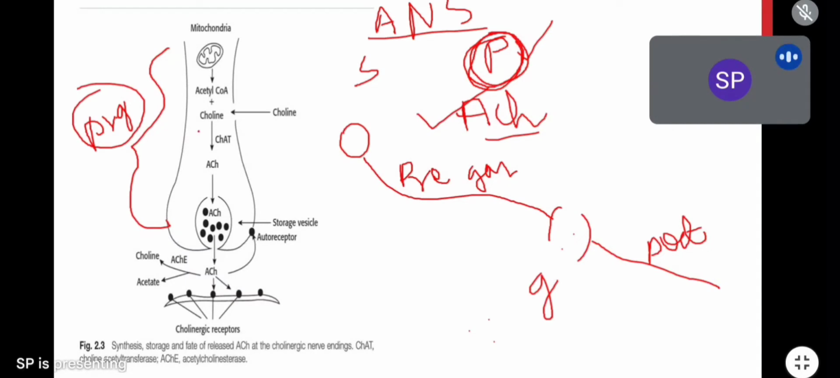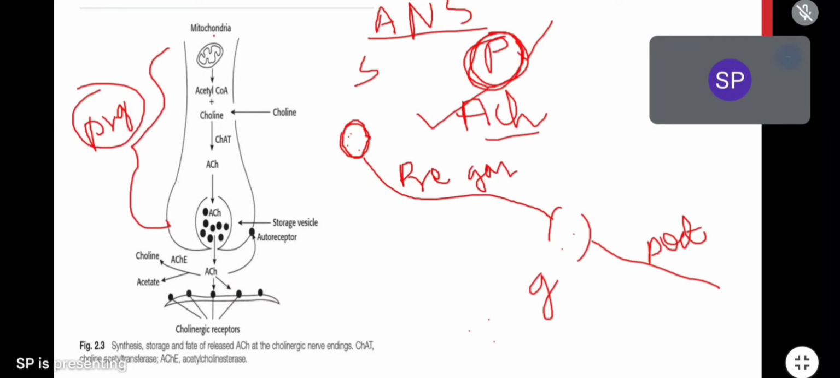Some nerves which are present in the brain are also having parasympathetic activity. Some parasympathetic nerves are also present in the cranial region, in the brain. In the brain also we have acetylcholine as neurotransmitter. Acetylcholine will be released in the brain also. Anyways, that one we'll discuss later.